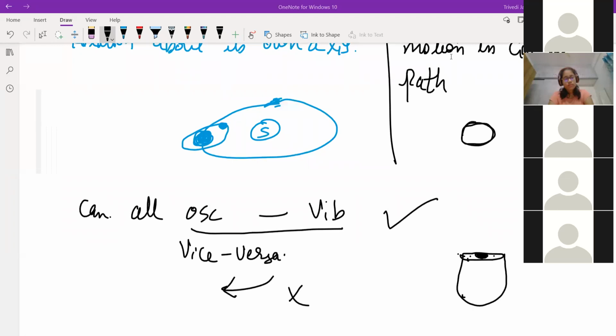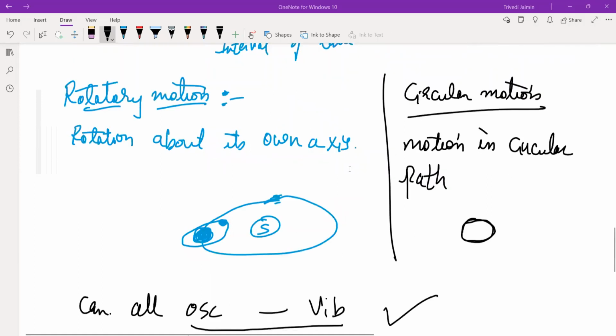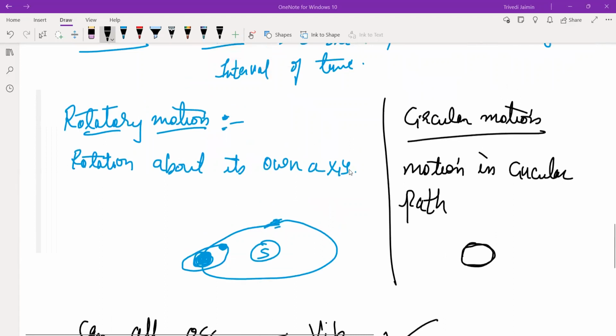Yes. I didn't understand the circular motion. Can you tell me? Sure. Okay, circular motion is what? Motion in a circular path. Simple. It's just like we are running on the track in a ground. That is a circular path. So just keep moving in a circular path. That is your circular motion. Sir, what is the difference between rotatory and circular motion? Same difference as vibratory and oscillatory. There is no difference.